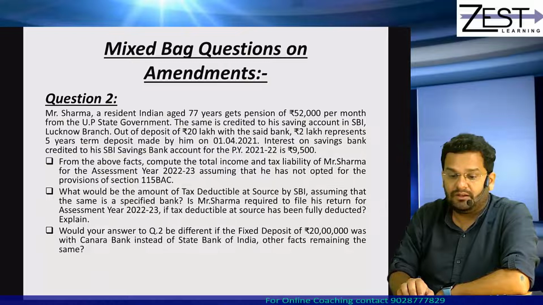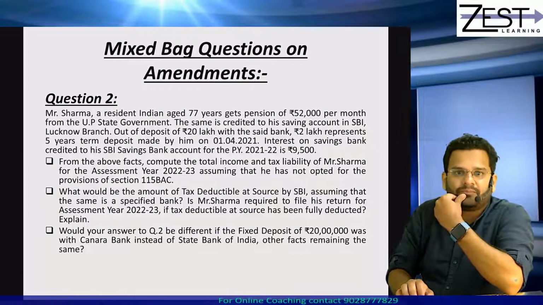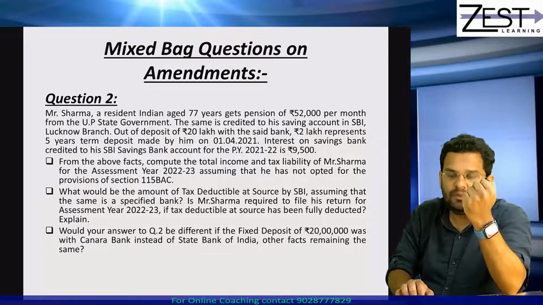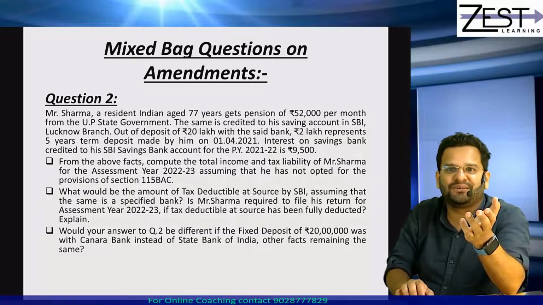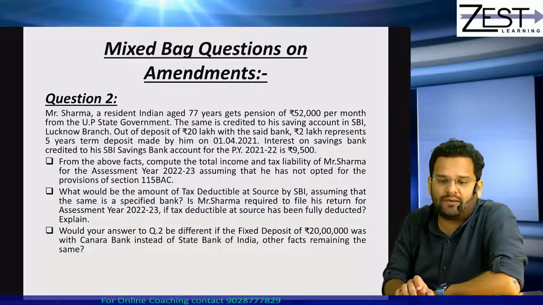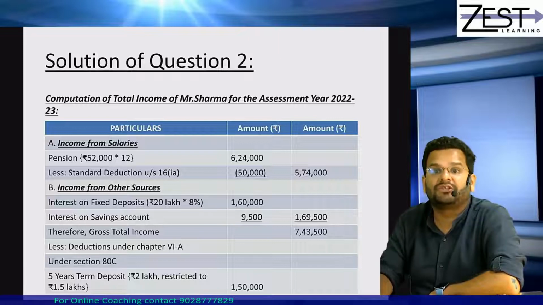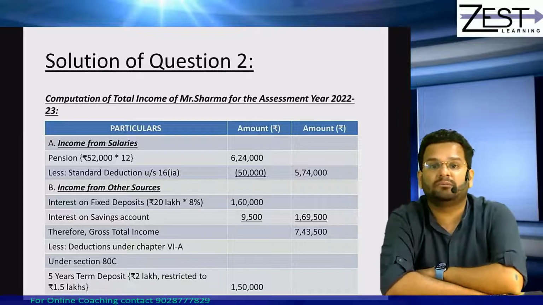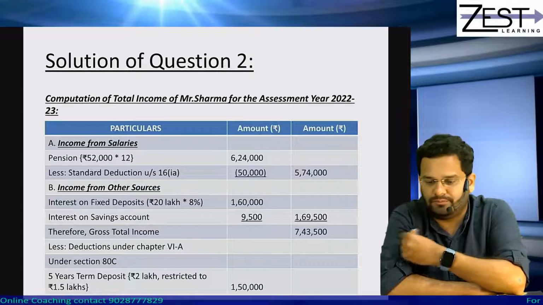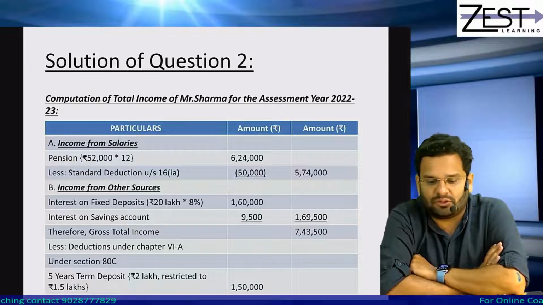Other facts remaining the same. देखते हैं. What you do now is, you all know how to calculate total income. Okay, हम पहले जाते हैं towards gross total income. I hope all of you are sitting with calculators. Okay, see, 52,000 into 12, ये हो जाएगा आपका pension. Pension means it's taxable under the head income from salary. So obviously you will get standard deduction of 50,000. So your net taxable salary will be 5,74,000.